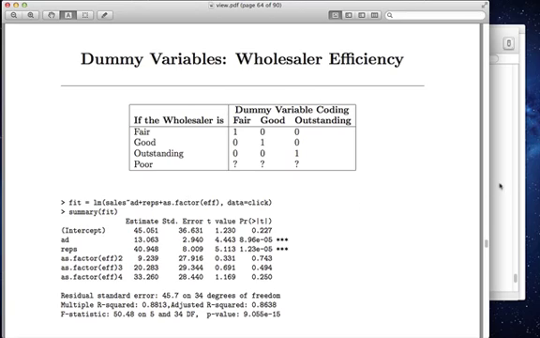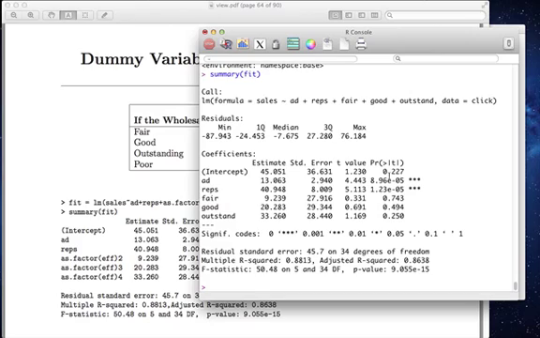Let's try to interpret the regression coefficients now. So fair tells us the difference between a poor and a fair wholesaler on the average. So fair wholesalers are 9 better than poor wholesalers. Good wholesalers are about 20 better than poor wholesalers, and outstanding wholesalers are about 33 better than poor wholesalers. Now we could also say that a fair wholesaler is about 11 worse than a good one. So if we take 20.28 minus 9.24, you get about 11. So the difference between fair and good is about 11. The difference between good and outstanding is about 13.